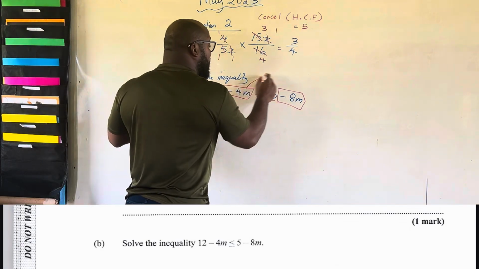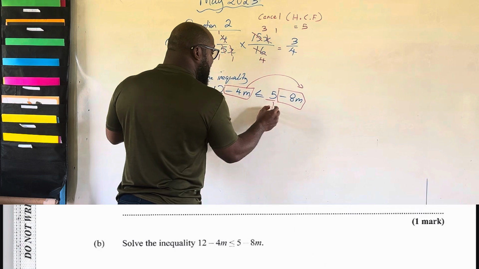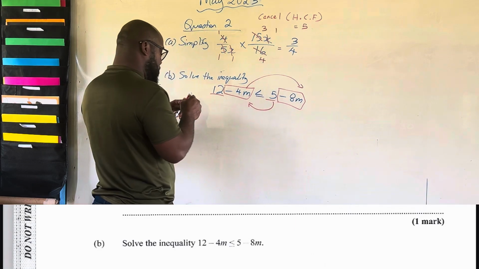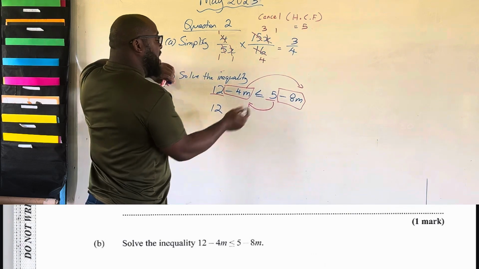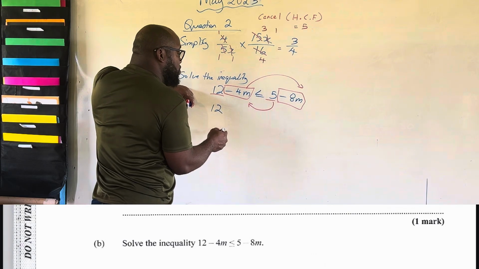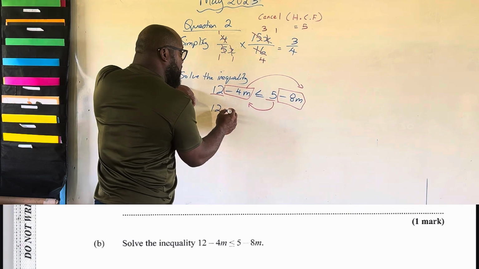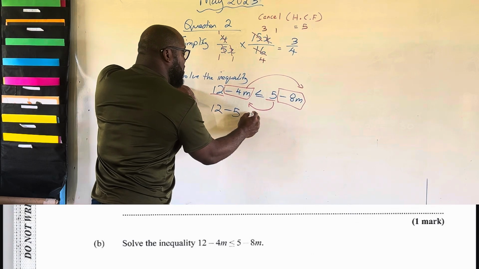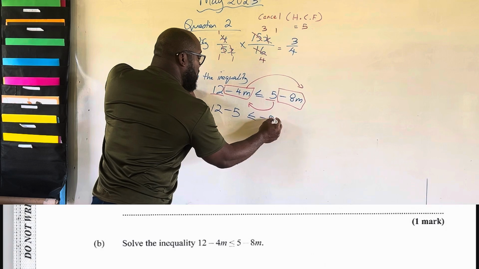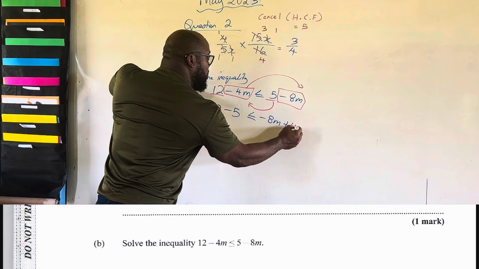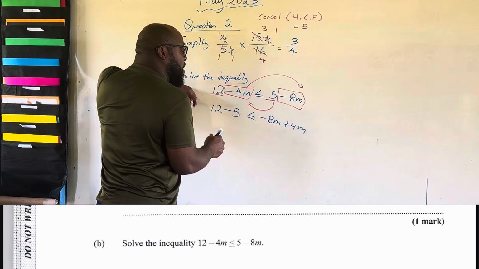Okay, let's carry this over. I'm going to bring this over. Let's go. So 12, a move. What came over? 5. So it will be what? 12 take away 5. Good. And then this went over to be what? Positive 4. Good. 12 take away 5 is what?